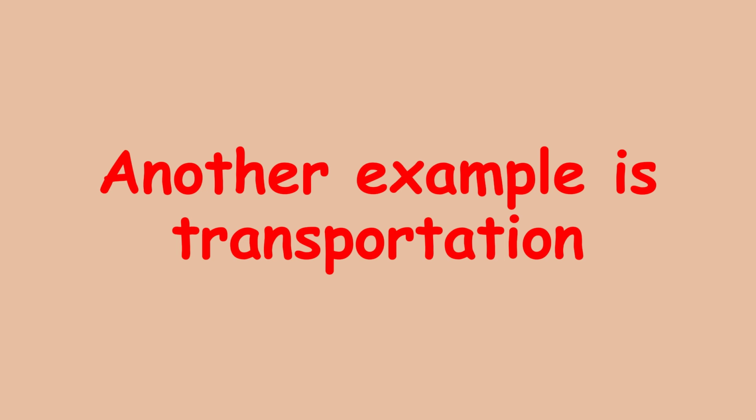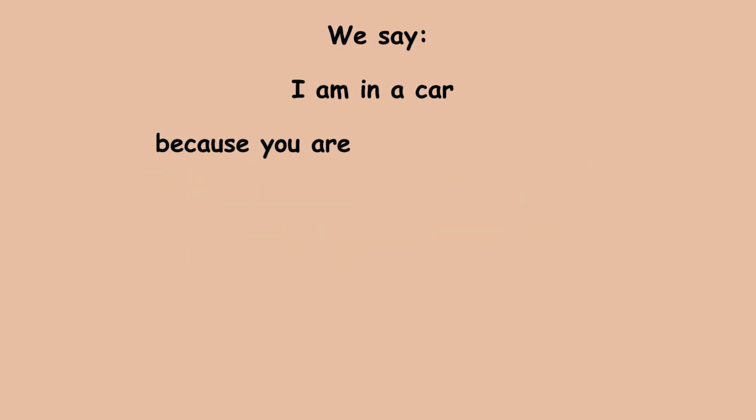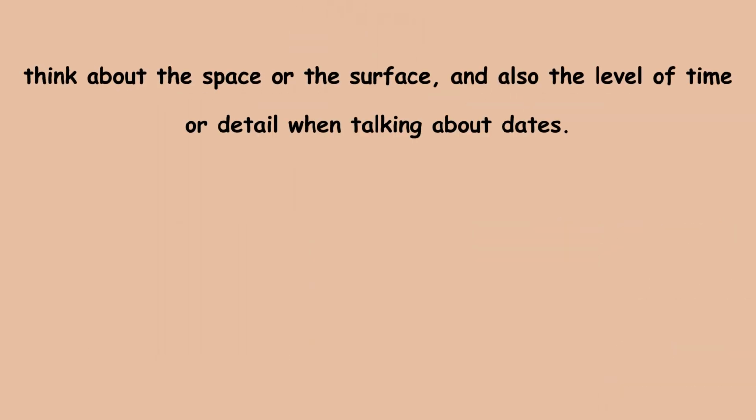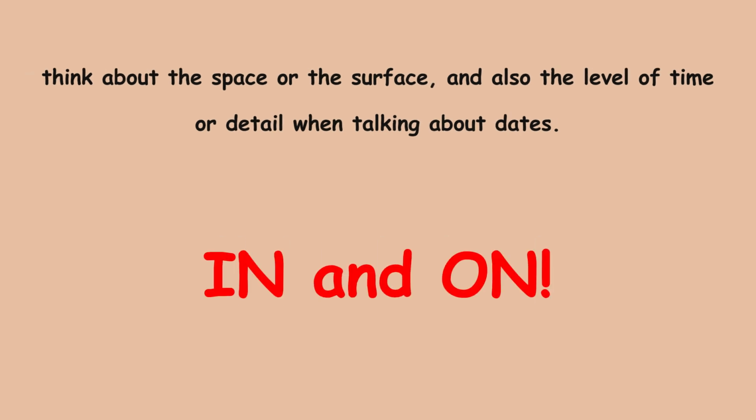Another example is transportation. We say, I am in a car because you are inside a small space. But I'm on the bus or on the train because these are larger, shared, open spaces where you stand or walk around. So the secret is, think about the space or the surface, and also the level of time or detail when talking about dates. That's the key difference between in and on.